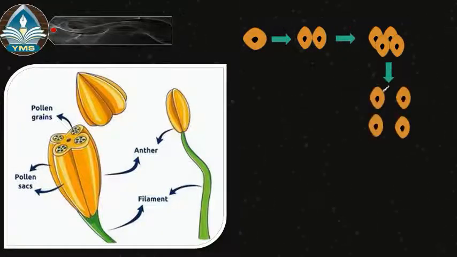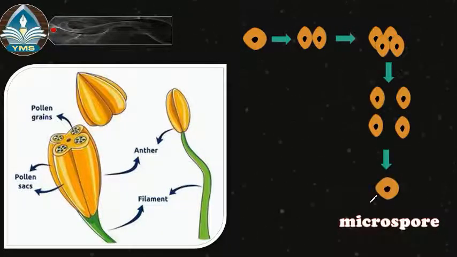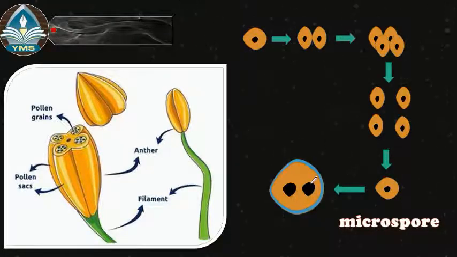Now these cells will differentiate. Then each one will be a microspore. Now this cell, we call it a microspore. This is the cell which will develop into the mature pollen grain. Now this microspore is going to go through mitosis. It will divide by mitosis to give us 2 nuclei in it. So here we'll have 2 nuclei inside of it.